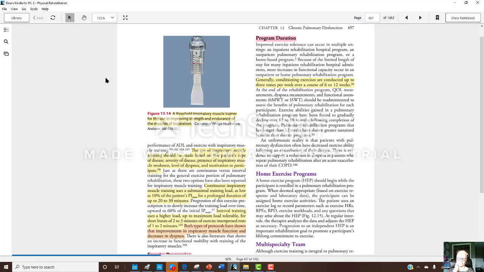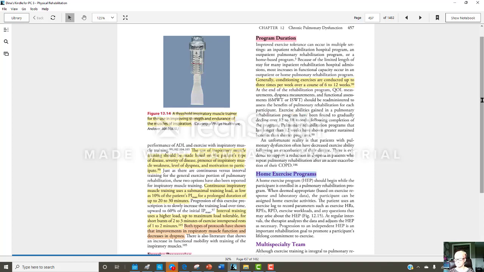Exercise abilities gained in the pulmonary rehabilitation program have been found to gradually decline over 12 to 18 months following completion of the program. Pulmonary rehabilitation programs that last longer than 12 weeks have shown greater sustained benefits than shorter programs. An unfortunate reality is that patients with pulmonary dysfunction often have decreased exercise ability following an exacerbation of their disease. There is evidence to support a reduction in dyspnea in patients who repeat pulmonary rehabilitation after an acute exacerbation of their COPD.